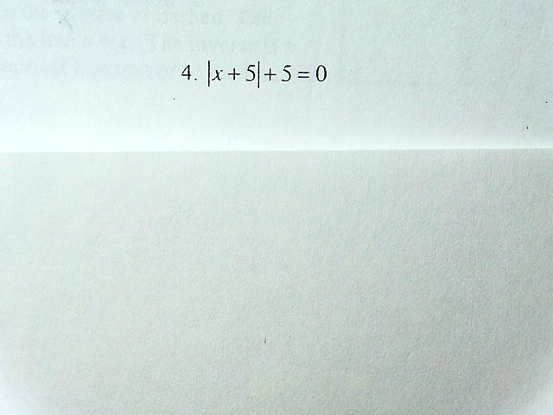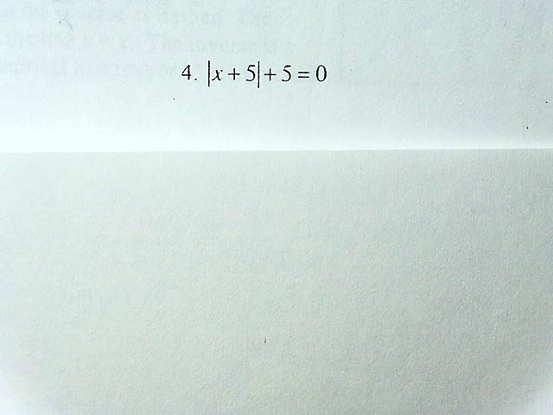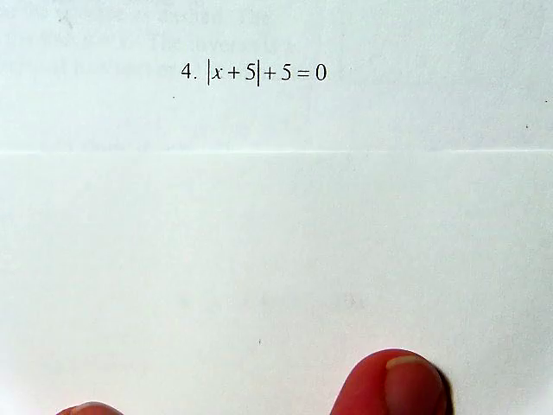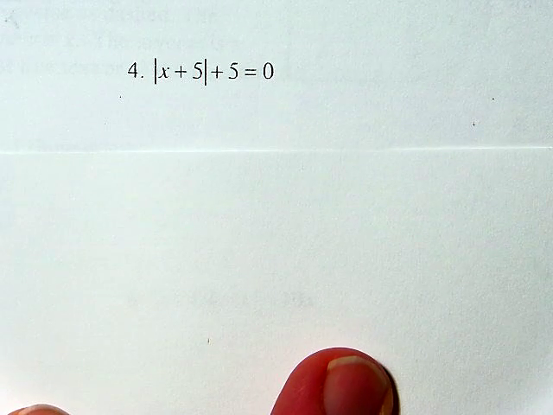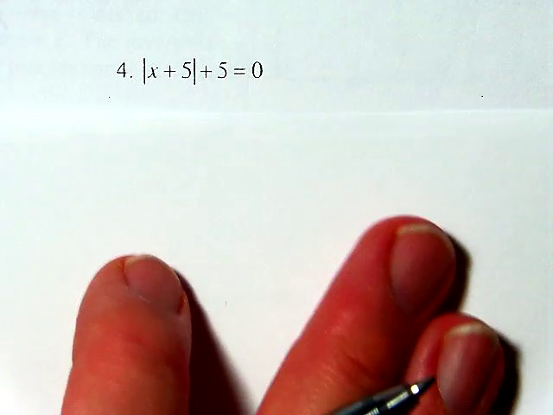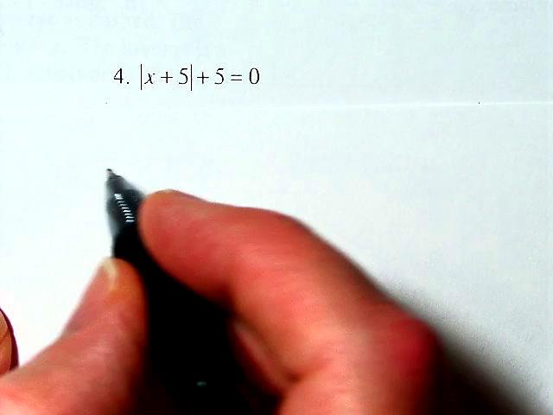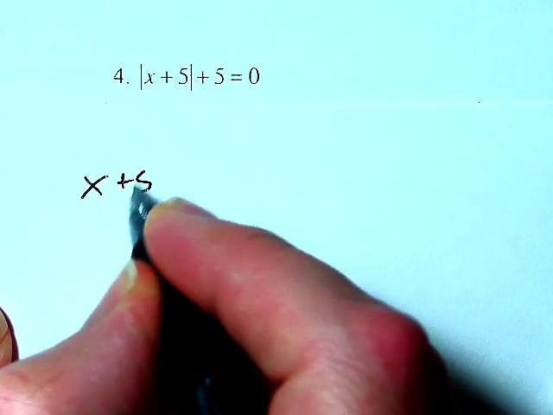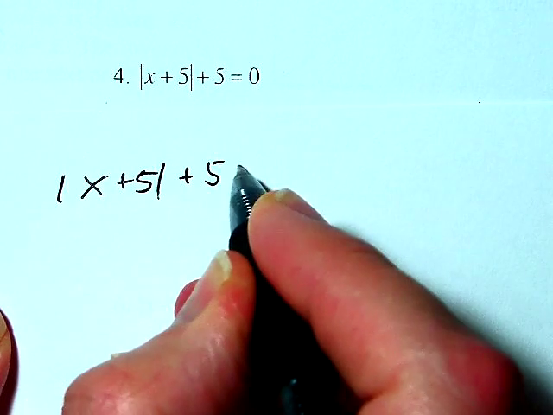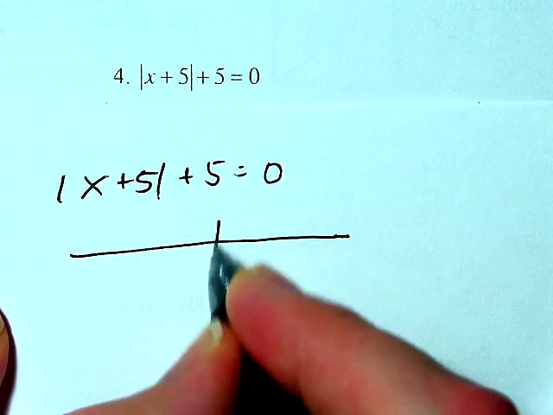Let's move on to slightly more difficult questions. I'm going to go a bit out of order. This is number 4, and then I'm going to go back to number 3. Let's do number 4. Here we have absolute value of x plus 5 equals 0. The general strategy is exactly the same.